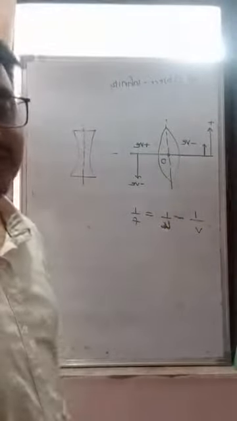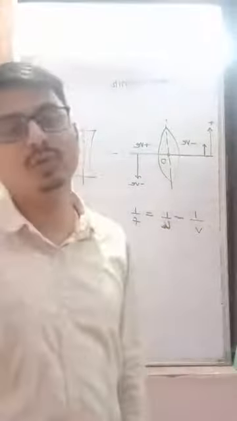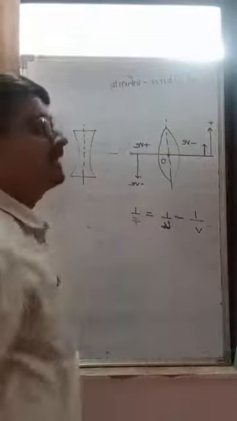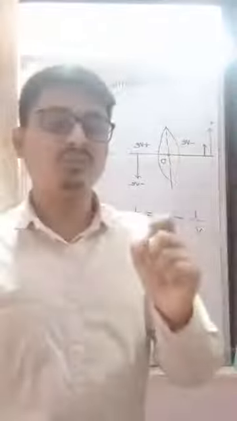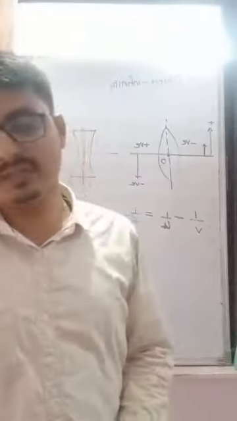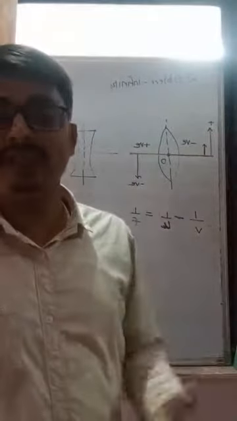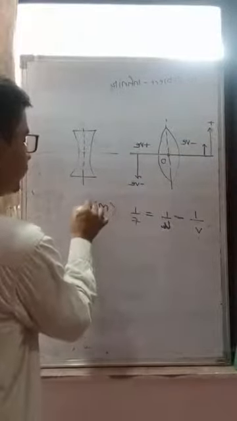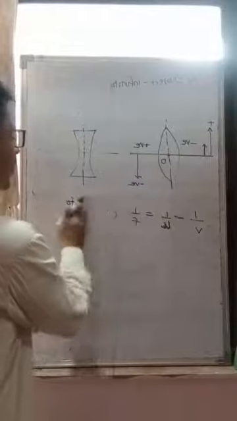u is called the distance of the object from the optical center, and f we call the focal length, that means the distance of the focus from the optical center. After that we have one more formula, that is linear magnification. This is actually a lens formula, sorry, not a mirror formula.